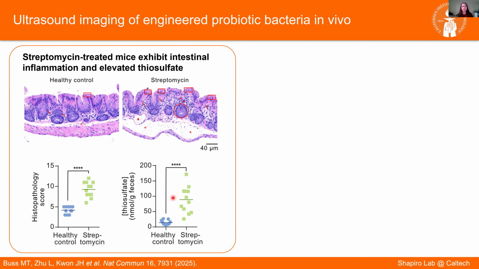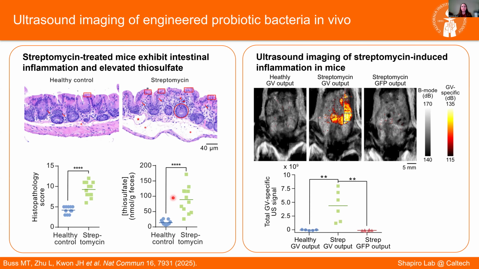And so the next step was testing our optimized thiosulfate sensing strain in healthy mice versus streptomycin-treated mice. And it turns out that only in the streptomycin-treated mice did we see elevated GV-specific ultrasound signal, which is what you can see in the quantification here. And we weren't able to see it in the healthy controls or in the GFP output control mice, confirming that we're able to do ultrasound imaging of streptomycin-induced inflammation in mice.